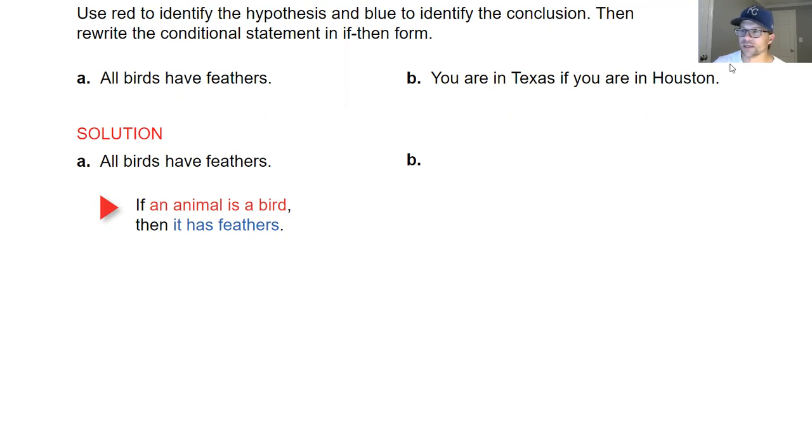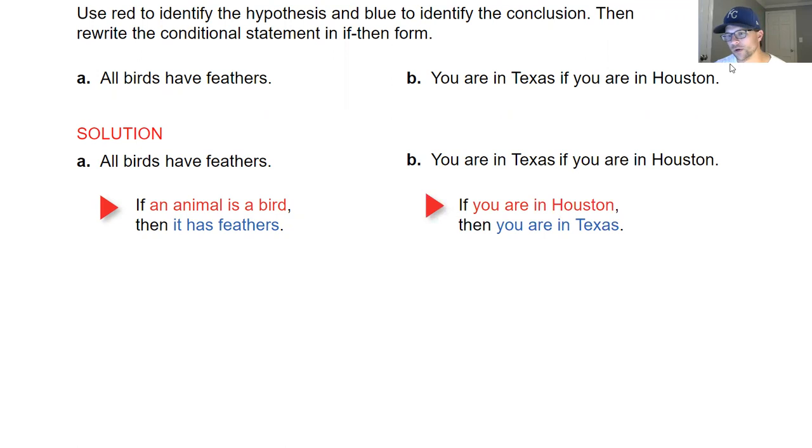Going into the second example: you are in Texas if you are in Houston. Again, we're going to rewrite this as a conditional statement in the if-then form. So, if you are in Houston, then you are in Texas. Notice how there's already an if in this statement, so the hypothesis is already there for us. We've moved that first and switched the order, something that we're going to be doing a little bit more later. But anything after the word if in your conditional statements is your hypothesis. In this example, it's already here.